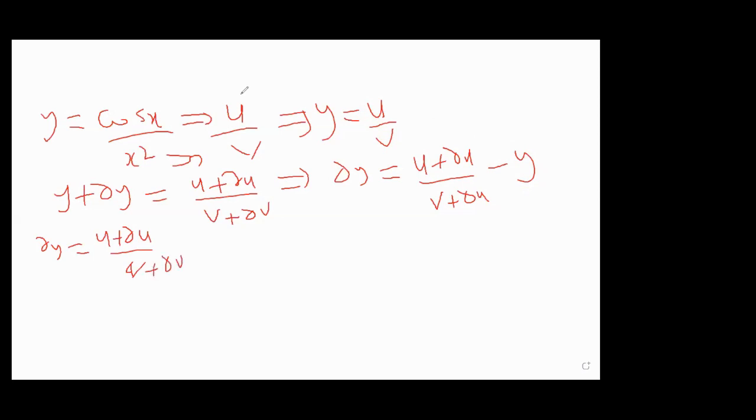Let me write it properly. This will be minus u over v. We got u over v from here, where y is equal to u over v, and you put u over v here.